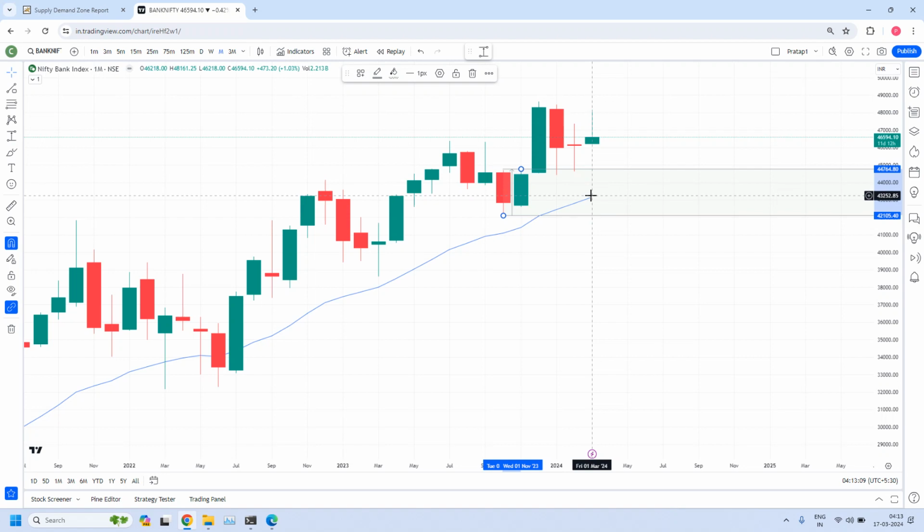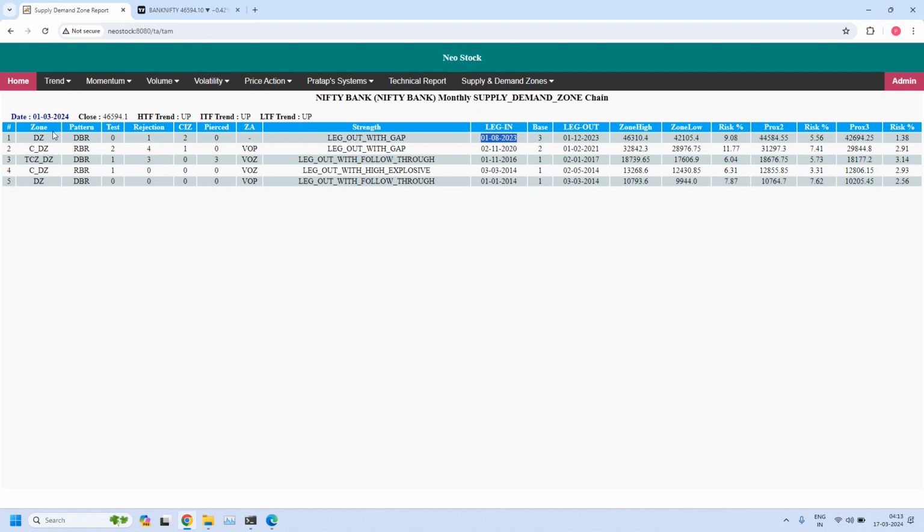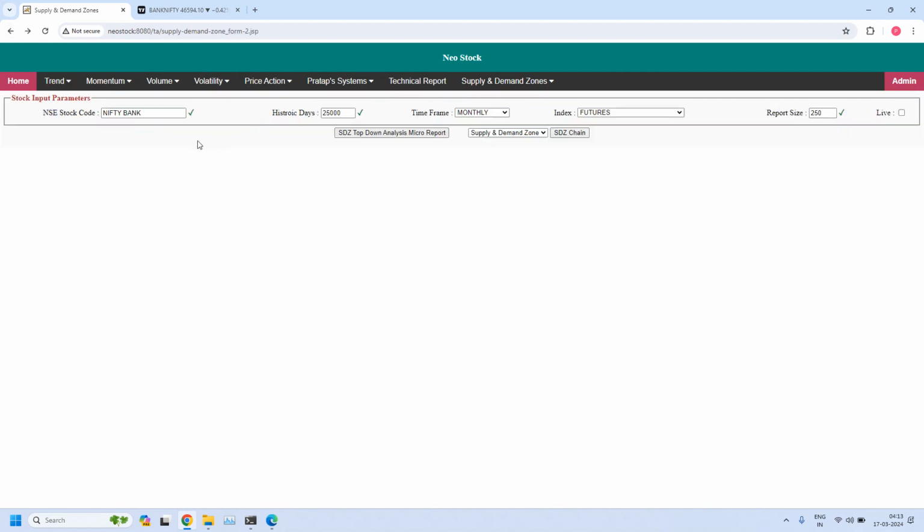Okay, this is monthly time frame. Now let us shift to weekly time frame. And one more point: this monthly zone is an all-time high monthly demand zone. Now I am going to weekly. So let us generate the weekly chain. I am changing the time frame to weekly. Let us generate the supply demand zone chain.